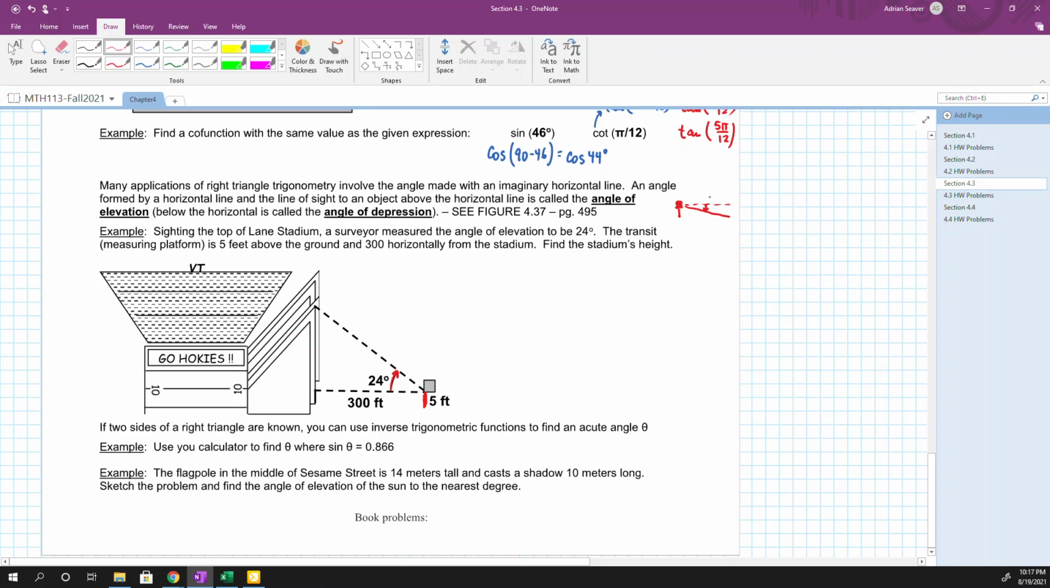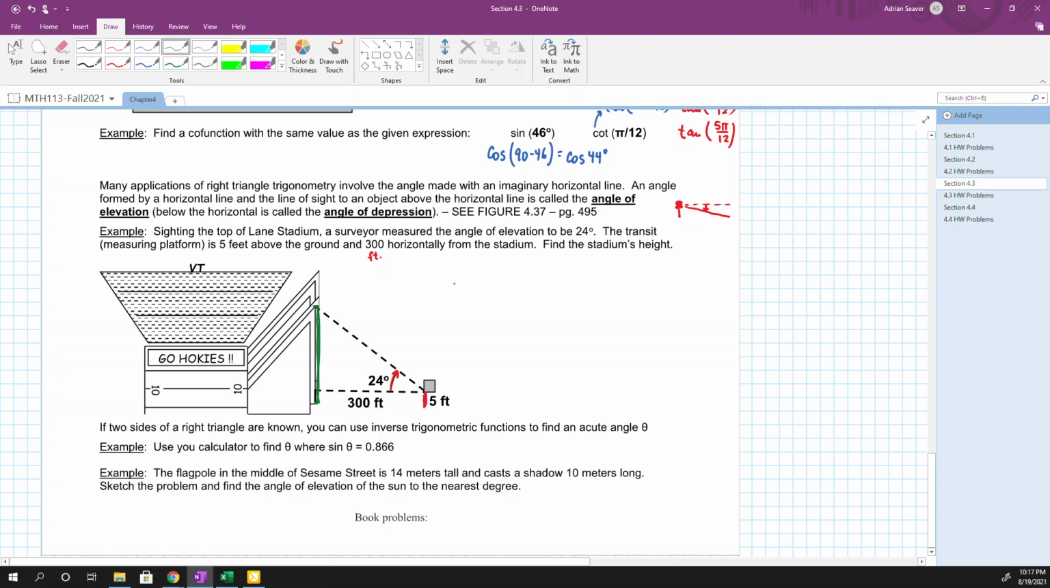Okay, so here's an example. It says, sighting the top of beautiful Lane Stadium, a surveyor measures an angle to be 24 degrees. The transit, or the measuring platform, is 5 feet above the ground and 300 feet horizontally from the base of the stadium. We can see this here, it's all drawn out for you. It's kind of tricky, but really what we're looking for is the height of the stadium, right? So we're looking for this height right here.